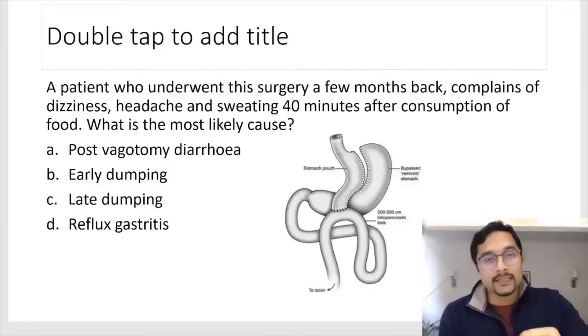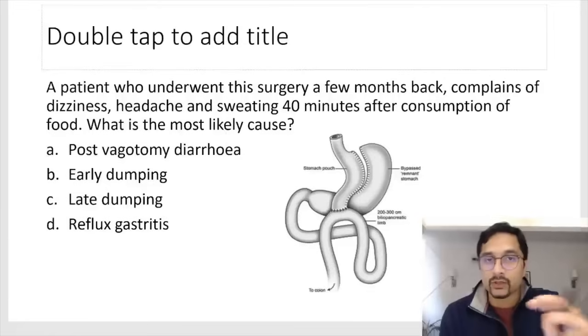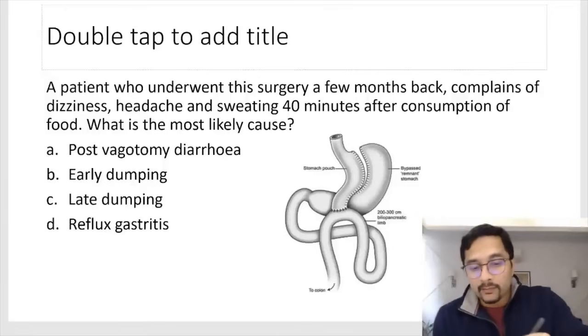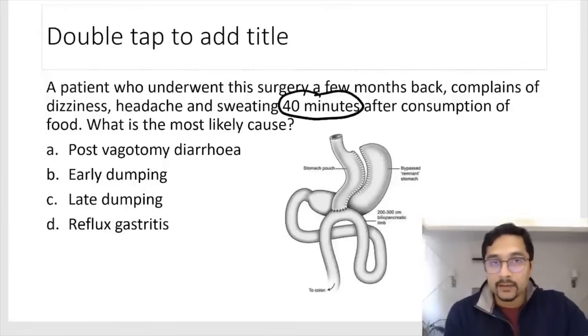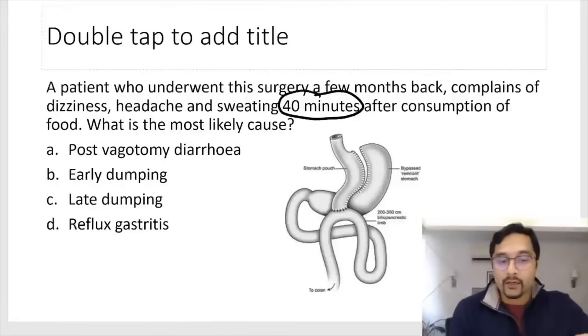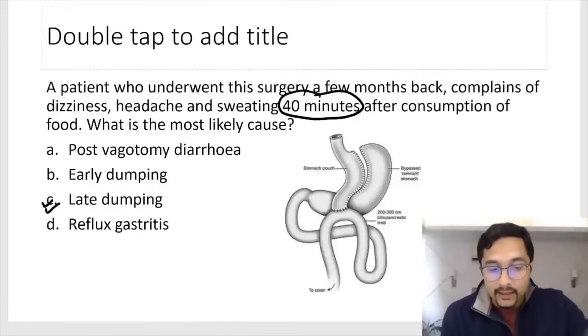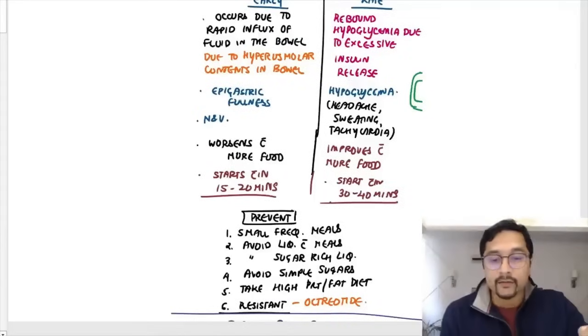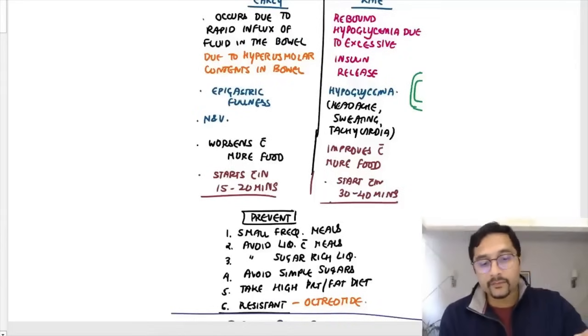So the patient has undergone some kind of gastric surgery, which you can see, and a gastrojejunostomy has been done. When a gastrojejunostomy has been done, these patients can present with dumping. Now the symptoms are occurring after 40 minutes. So will it be early dumping or late dumping? This is going to be late dumping. Also, you can see that the features are of hypoglycemia, dizziness, headache, sweating. So which again tells us that these are features of late dumping.